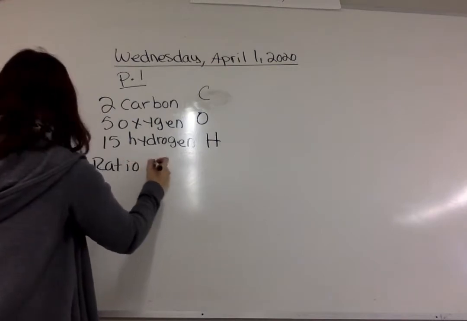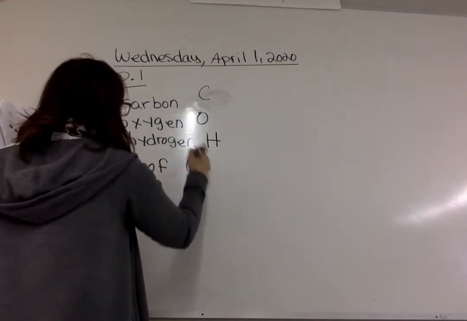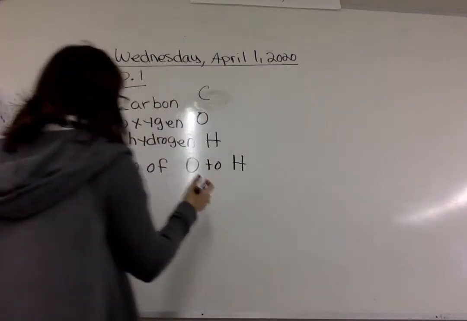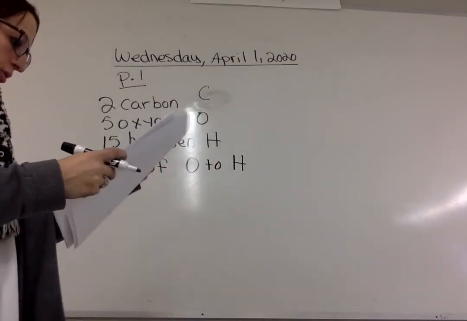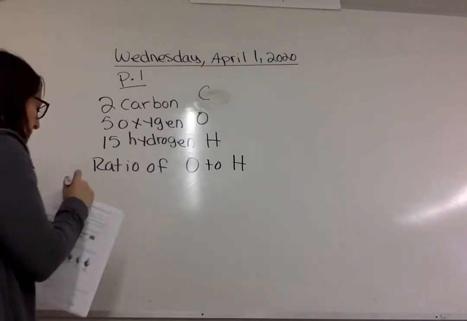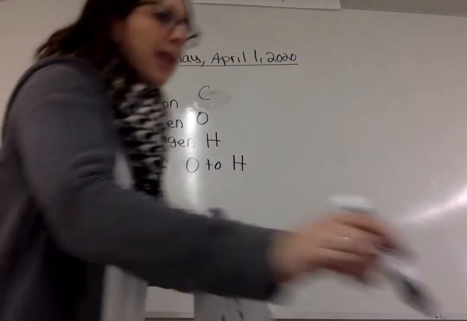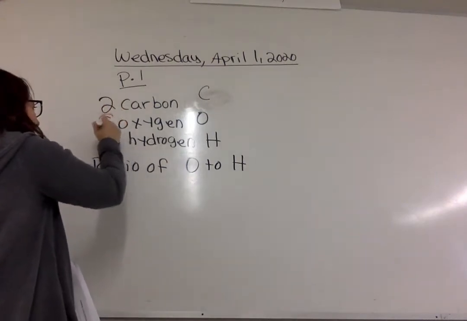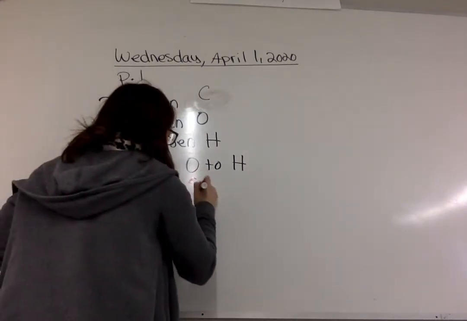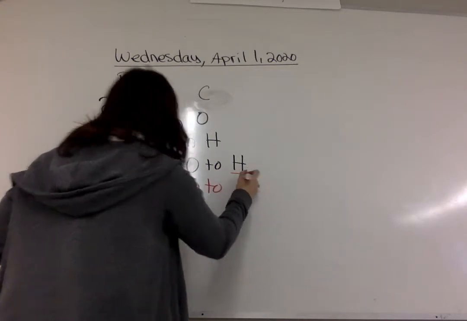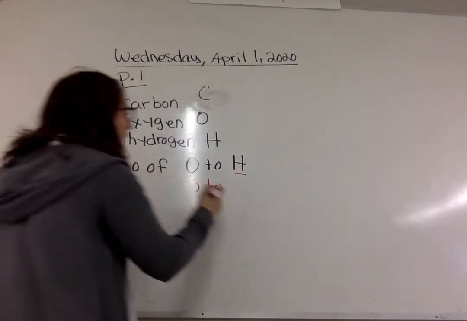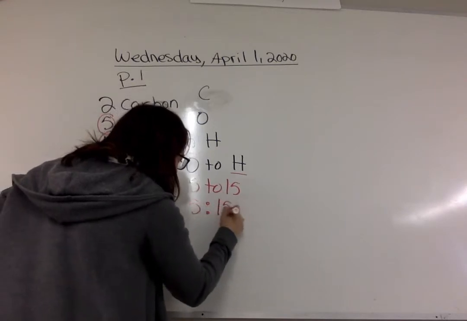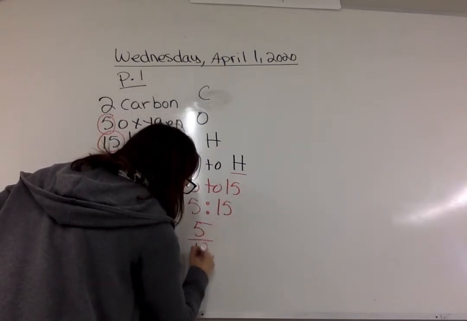Okay, we want to know the ratio of O, which is oxygen, to H, which is hydrogen molecules. And then it asks you to simplify. So we got to write the ratio and simplify. So let's look at it. Oxygen, there are 5 oxygen. Hydrogen, there are 15 hydrogen, which is the same as 5 colon 15 or 5 over 15.